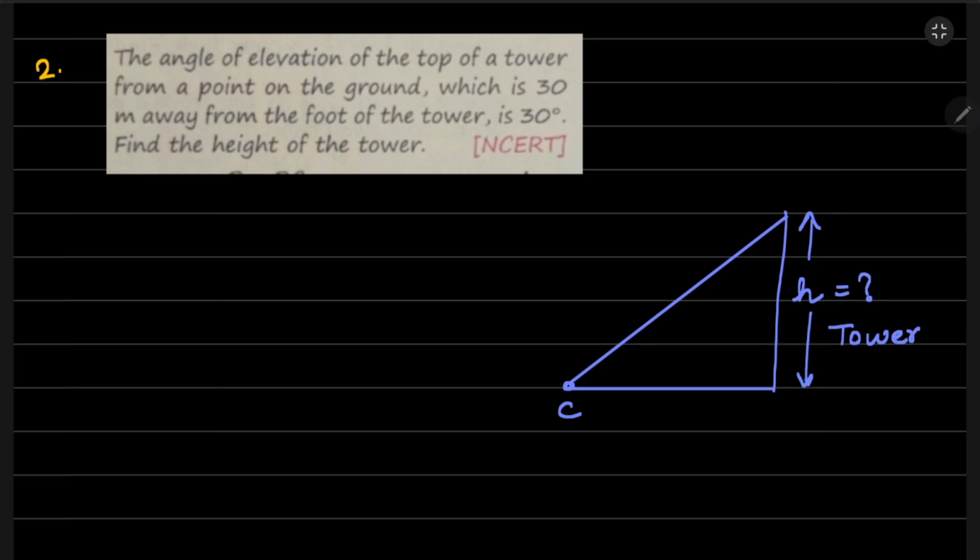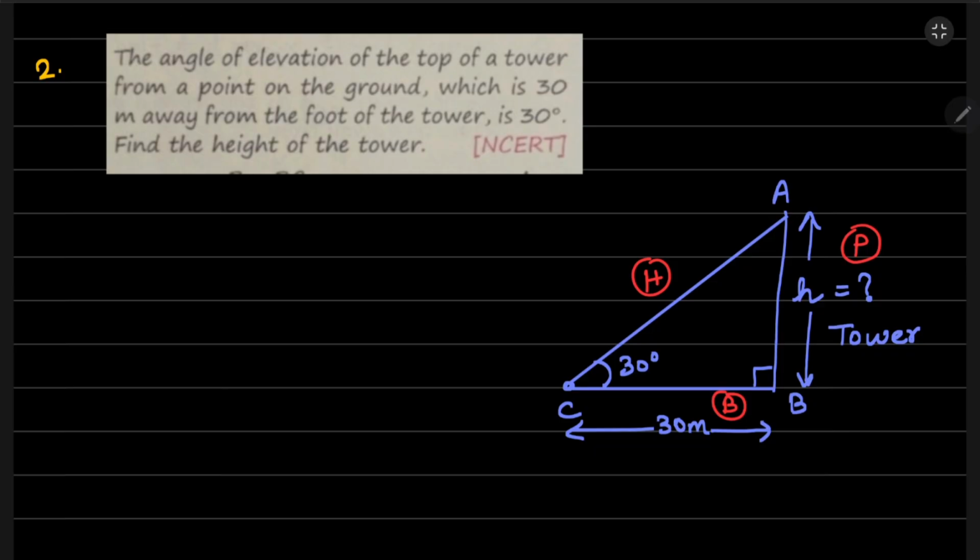The angle of elevation of the top of the tower from a point on the ground which is 30 meters away from the foot of the tower is 30 degrees, right? 30 degrees is the angle. Find the height of the tower. Again, let us just mark these points. The side opposite the 90 degree angle is your hypotenuse, the side opposite the theta angle is your perpendicular, and this is your base.